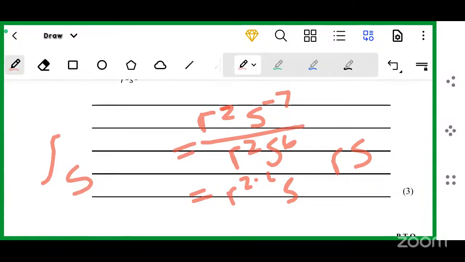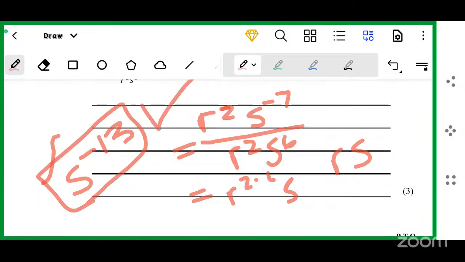So what is 2 minus 2? 0. And anything to the power of 0 is equal to 1. So what is 1 multiplied by S? S. Perfect. So it's going to be S to the power of -7 minus 6, which is going to give us -13. So the answer is S to the power of -13. Yes, very correct.